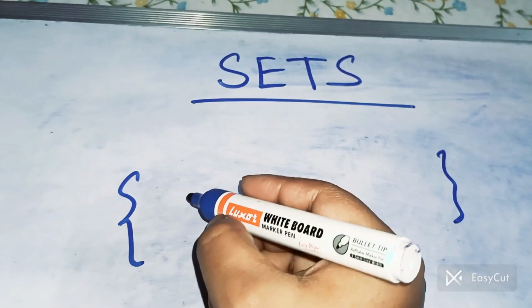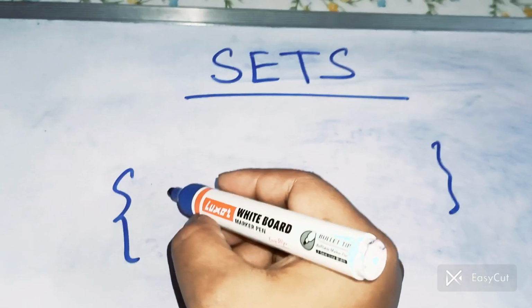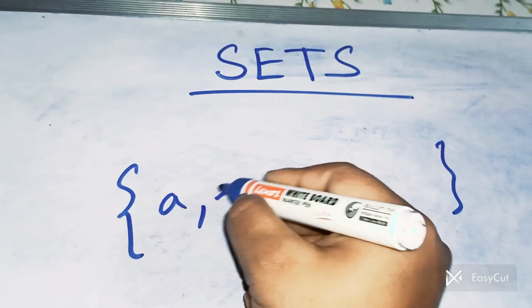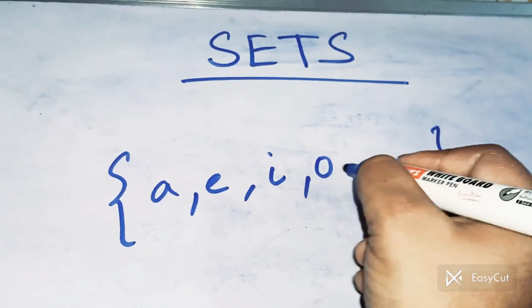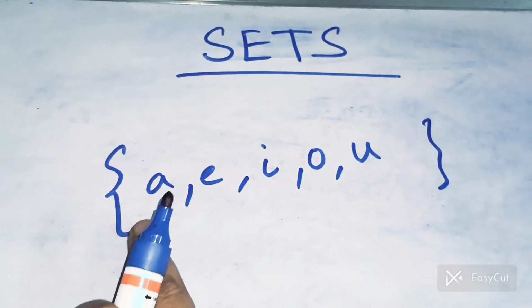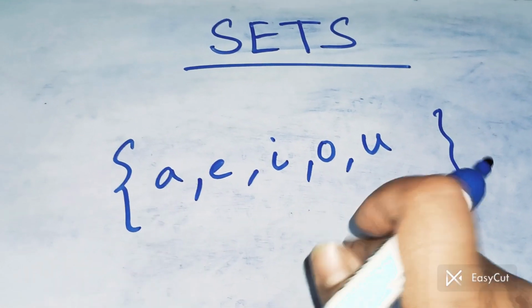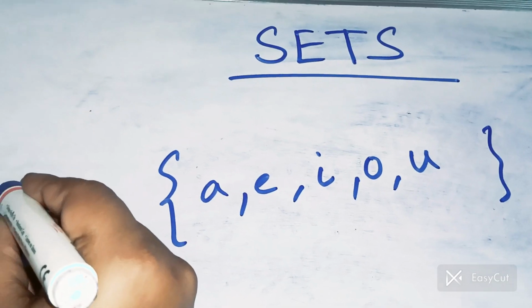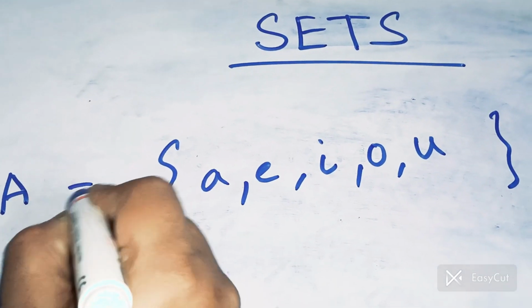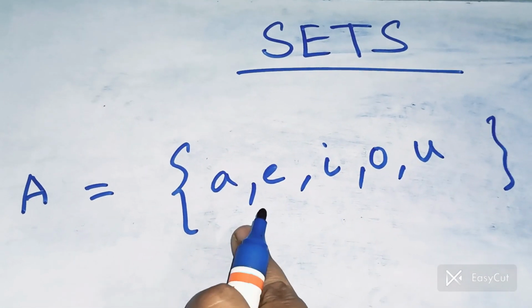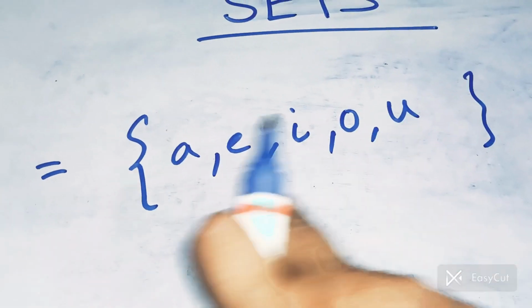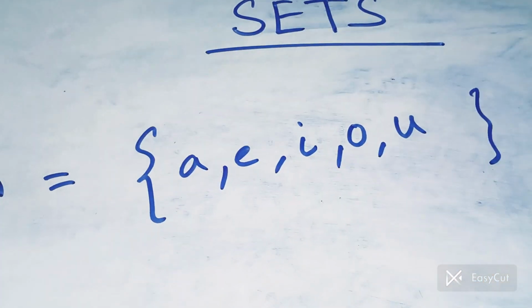So what are the vowels we have in the English alphabet? A, E, I, O and U. So these are the elements of the set or members of the set. Okay, so we represent it with a capital letter. A equals to the set of vowels.